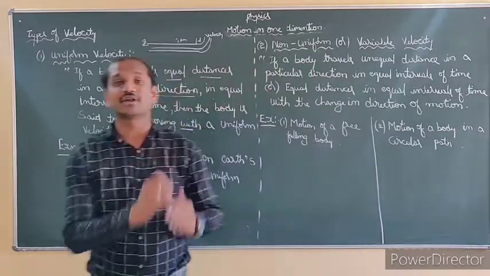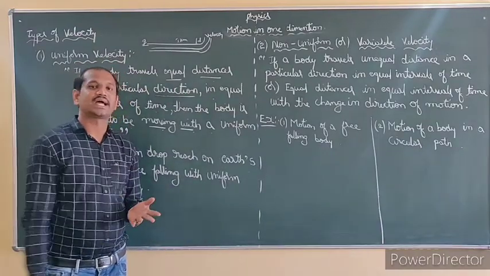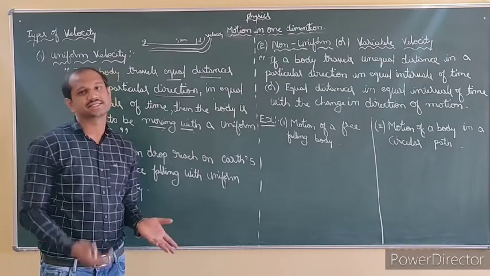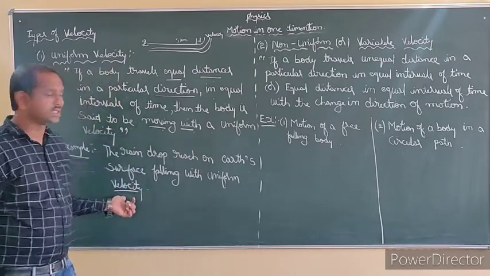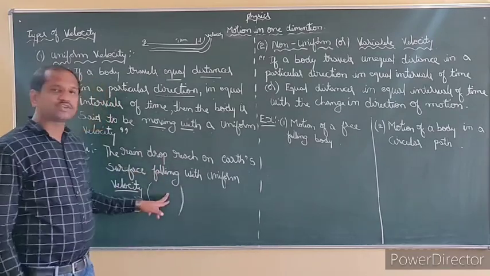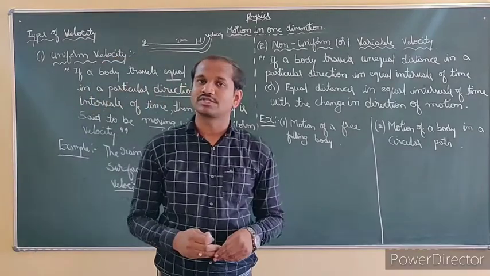So if the raindrop is falling with the same uniform velocity, what does it mean? The distance, the time and what? Direction: all three parameters are the same in the case of velocity, in the case of the raindrop. Here you can ask me a question: is there not any other force acting on a raindrop? How can it come with a uniform velocity?